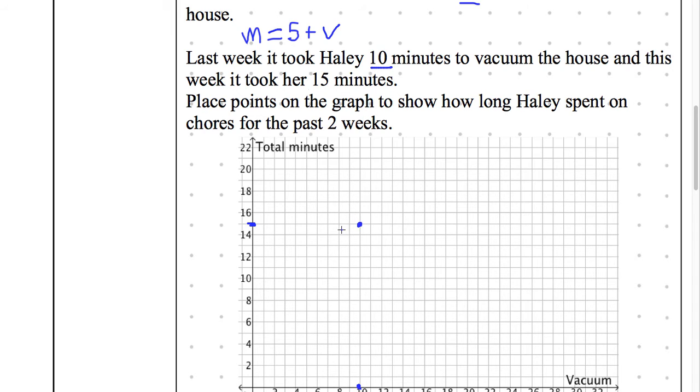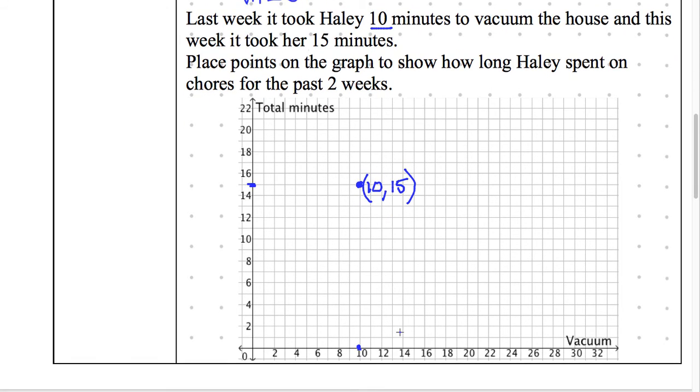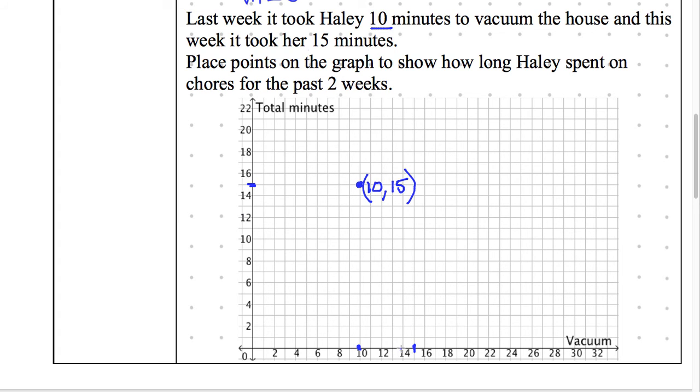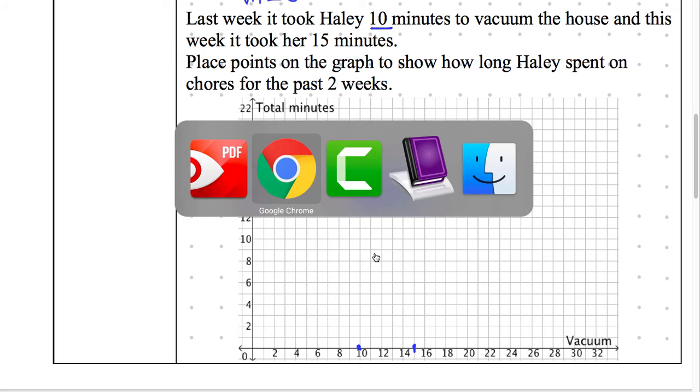All right. So that was the first point. Let's go ahead and label this point 10, 15. That's the coordinate pair of that point. That's the minutes that she spent last week. So last week it took her 10 minutes. But this week it took her 15 minutes. So now I'm going to come over 15 on the x-axis, which is right there, and I'm going to go up to what height? So let me give Julian his XP. What height do I come up to after I go in the vacuum direction 15? I'm going to come up to what height?